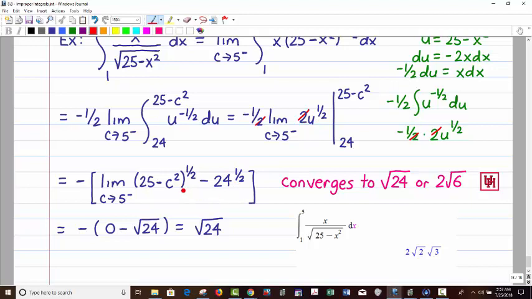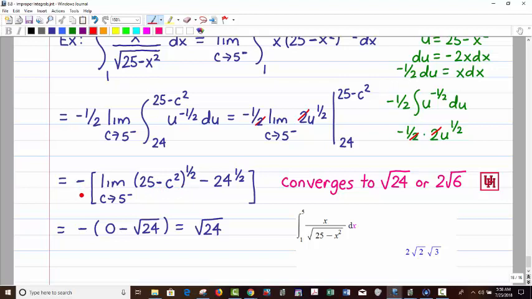So now what happens with the limit? I put 5 in there. I get 25 minus 25, which is 0. But, you know, I showed you that example earlier, but this is 0 to the 1/2, so we're safe here. If that would have been a negative exponent there, this would have been undefined, and we would have had diverges. But 0 to the positive 1/2 is 0.